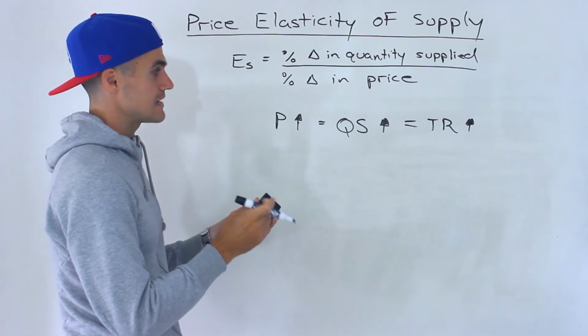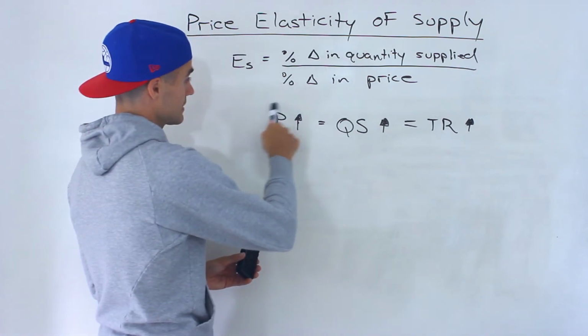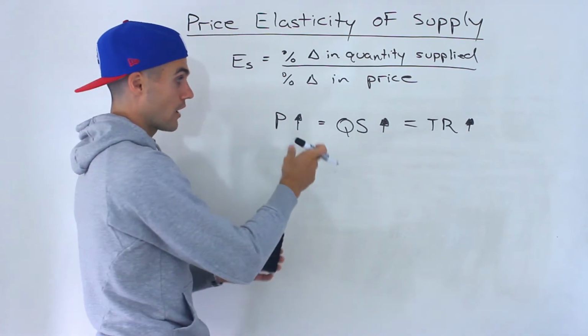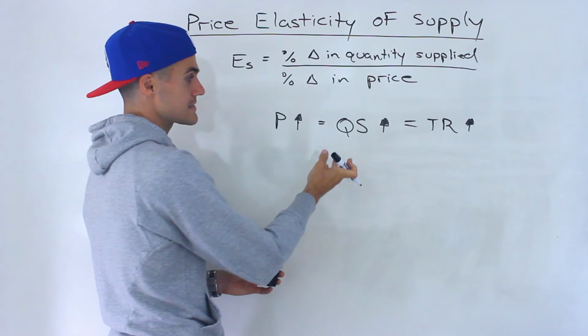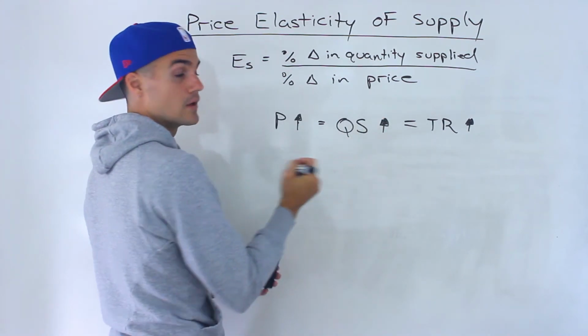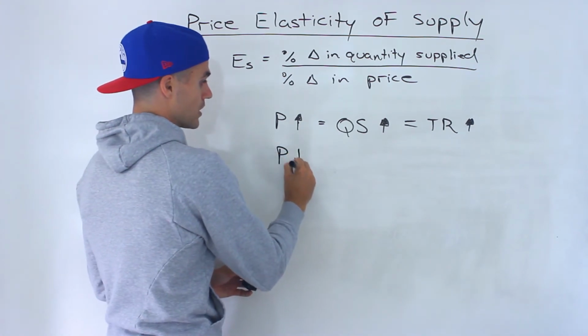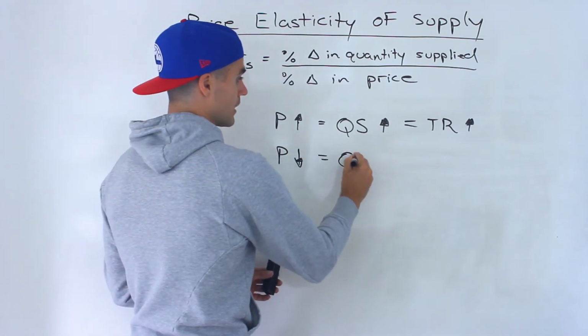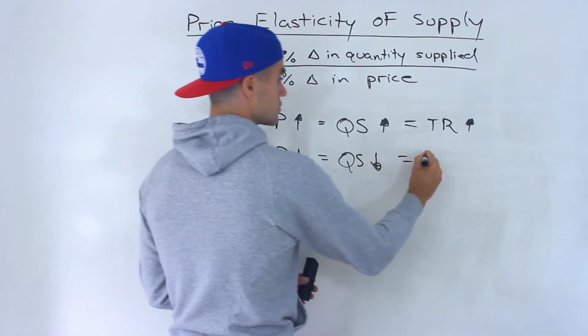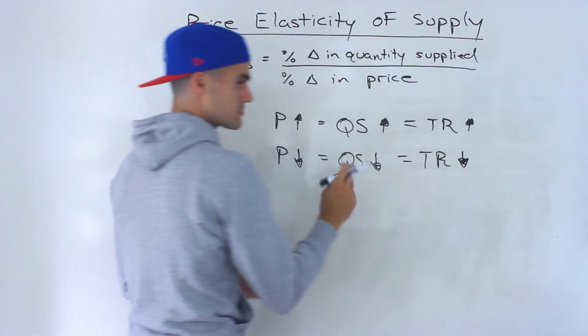But here in this case, the elasticity is irrelevant when it comes to total revenue. Basically, if the price goes up, whether the product is elastic or inelastic, the quantity supplied is going to go up as well, so the total revenue is going to increase. And if the price goes down, quantity supplied goes down, which means the total revenue is also going to decrease. So just be careful.